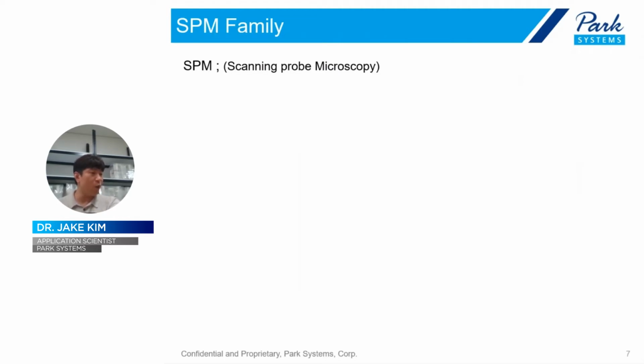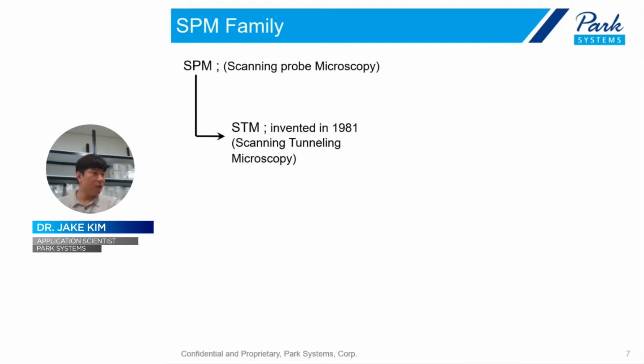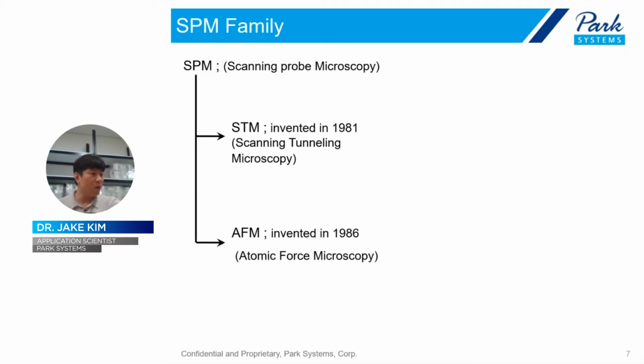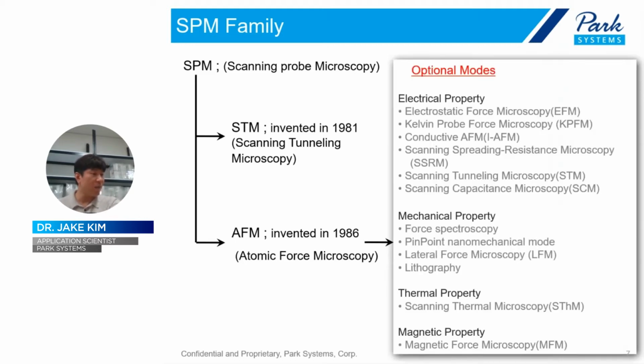Here is the SPM, the Scanning Probe Microscope family. Actually, this SPM has a big meaning. Inside of SPM, AFM is in here, and it started from STM, the Scanning Tunneling Microscope. AFM was invented in 1986. And after that, many kinds of measurement modes were developed.